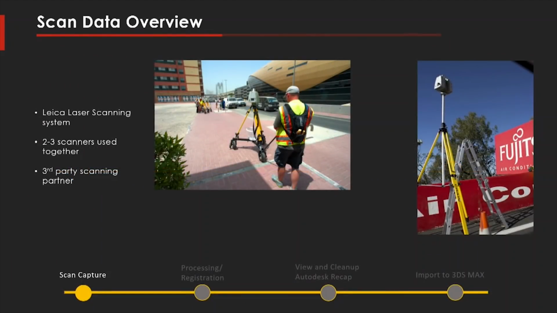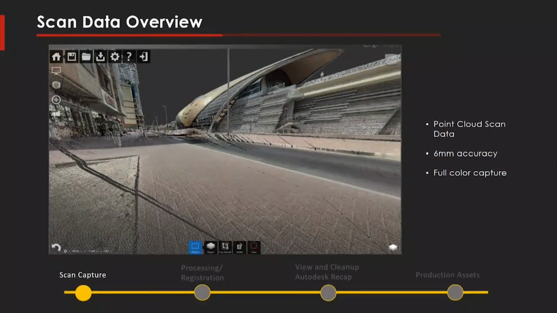So when we do our scan capture, we're going out on location. We've got a third-party group that works with us for most of the time. We use two or three scanners. These are Leica laser scanning systems. We're going out, setting these up. They're going to spin around, shoot out millions of little laser beams. That'll all bounce back, and what you end up with at the end of that is something that looks sort of like this. So this is a point cloud that has been processed coming back out of that capture.